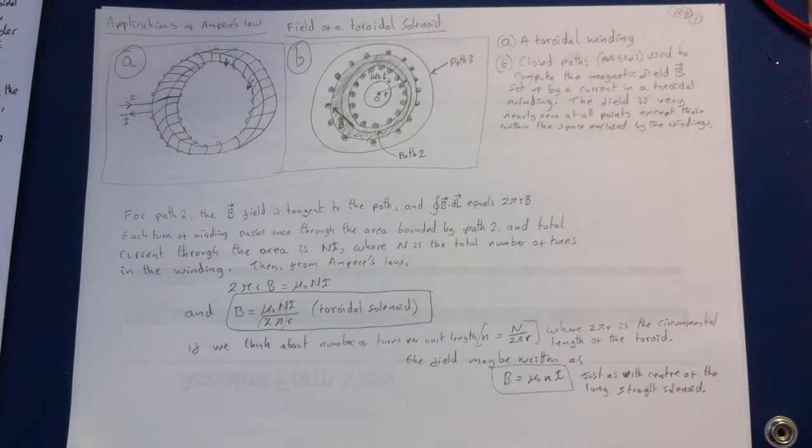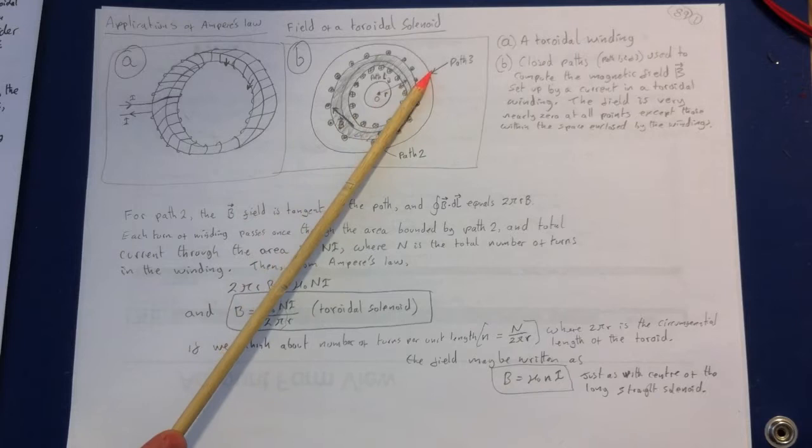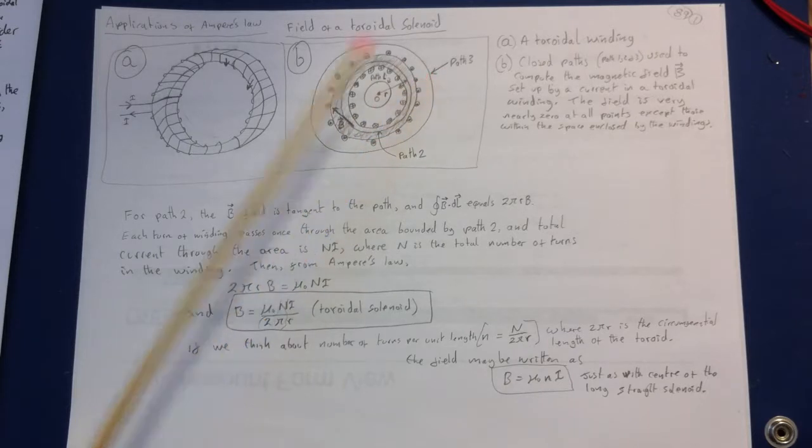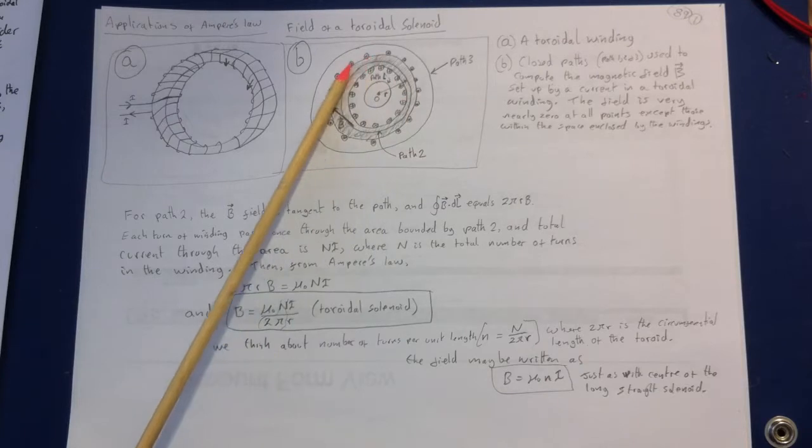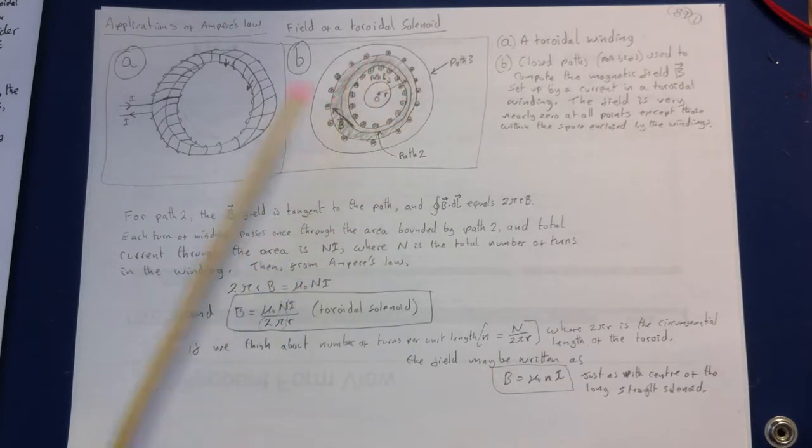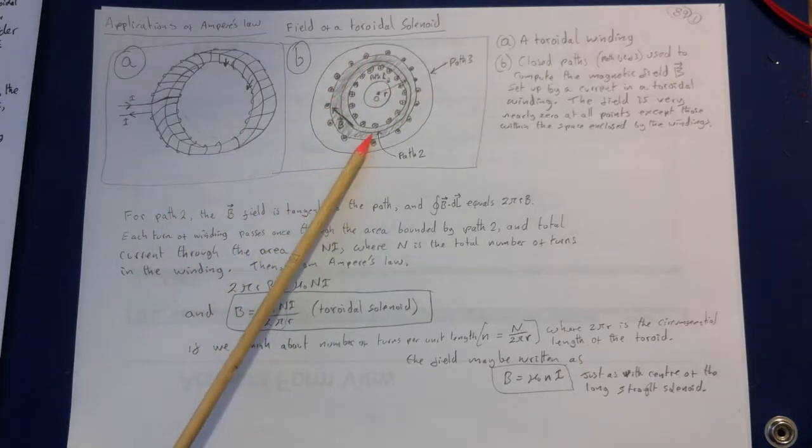Therefore the net current through this area is 0, and hence B equals 0 at all points on the path. So here again we're going to have B equals 0. The field of the toroidal solenoid is therefore confined wholly to the space enclosed by the winding. So it's got to be in here only, in this space here. Consider path 2. So we're going to look at this path now.